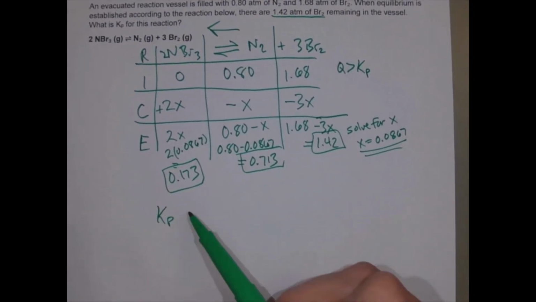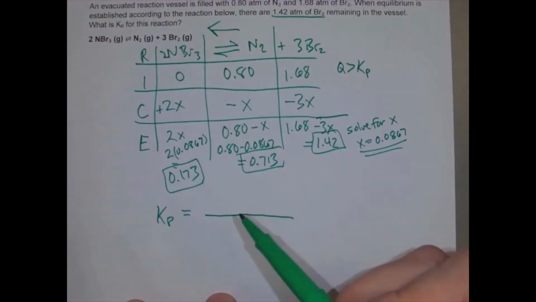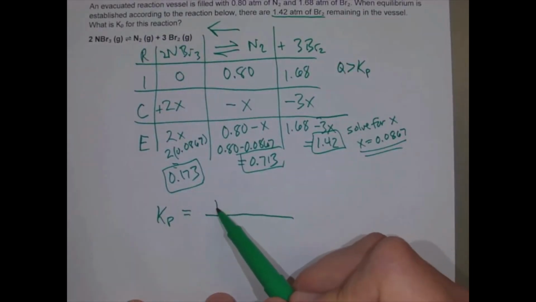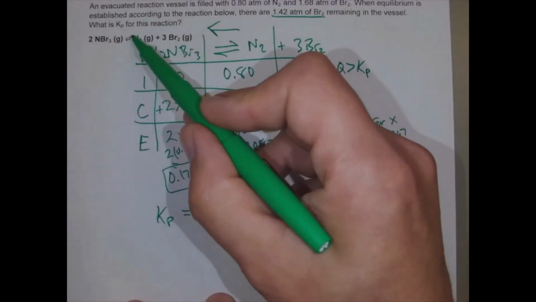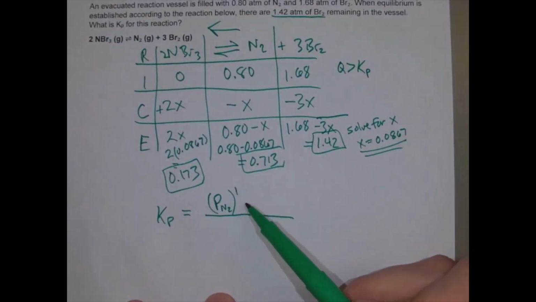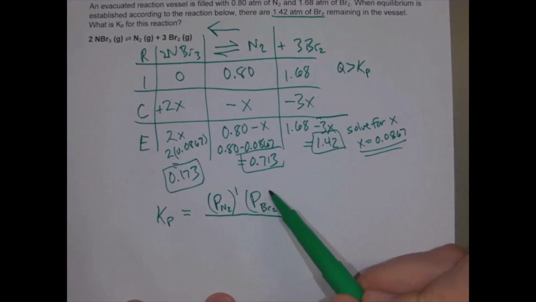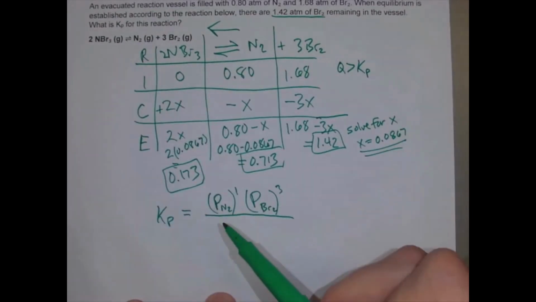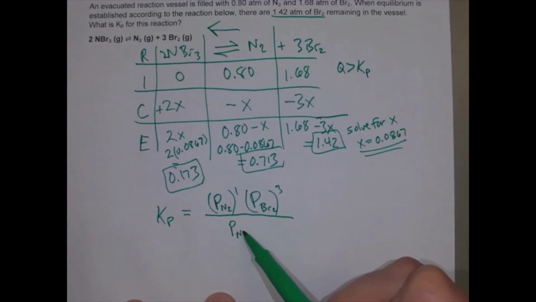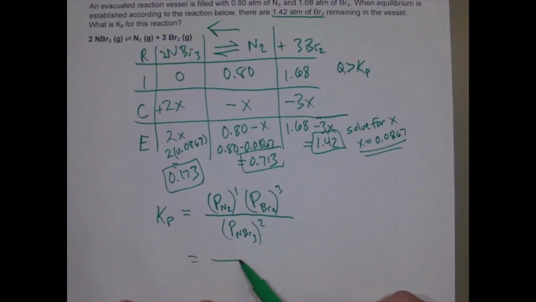Okay, and I know how to develop the expression for the equilibrium constant. It's just going to be the products over the reactants, and so this will be a partial pressure of the nitrogen raised to the power of its coefficient, so that's just going to be a 1. The partial pressure of the bromine, Br2, raised to the power of its coefficient, so that's going to be cubed. And we divide that by the partial pressure of the nitrogen tribromide raised to the power of its coefficient, which is a 2. And so I can just substitute in the numbers now.